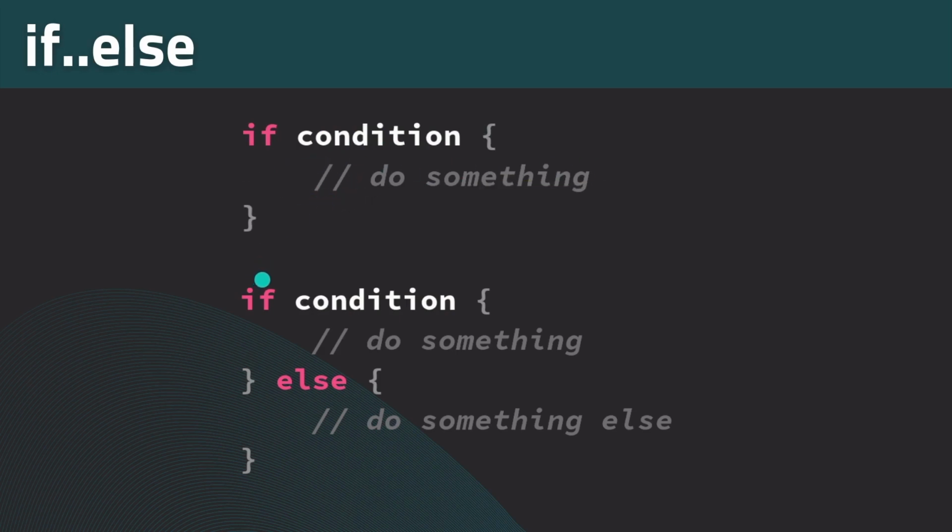Here we have an if-else. Same as above, we have if some condition. We'll do some code here if that's true. If it's false, else, then we'll do something else in here. So the first block is the true condition, and the else block is the false condition.